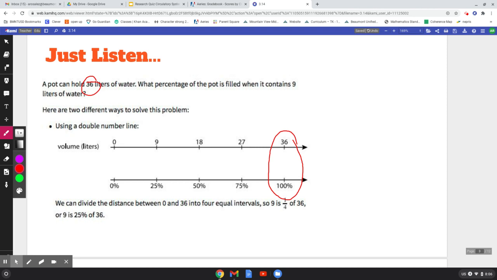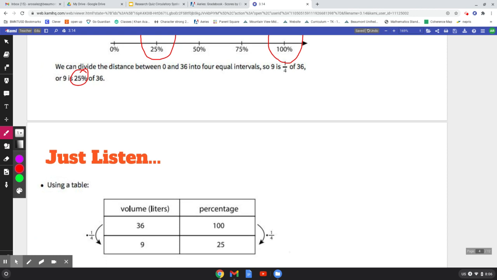And then what you do is if you know 100% of it is 36, you could break it up into fourths, right? And that would give you this 9 at 25%. So 9 is 1/4 of 36 or 25% of 36. So that's one way that you can solve it.